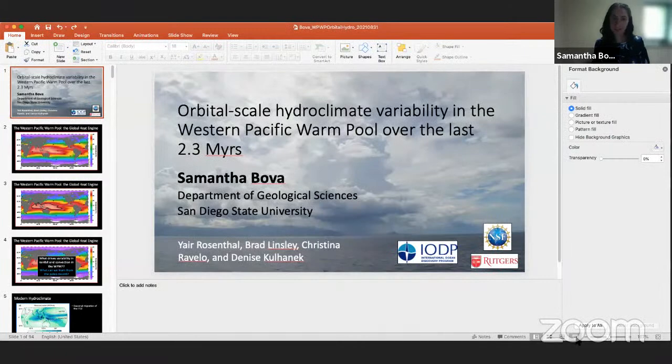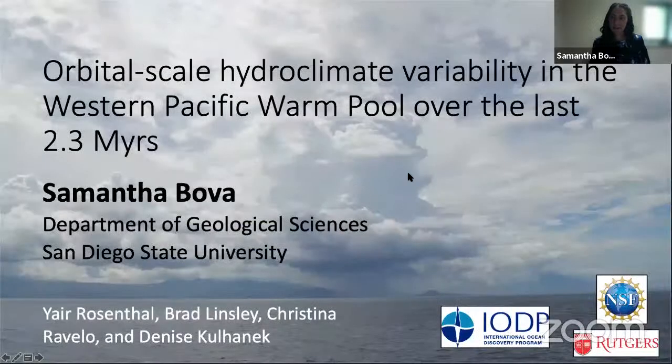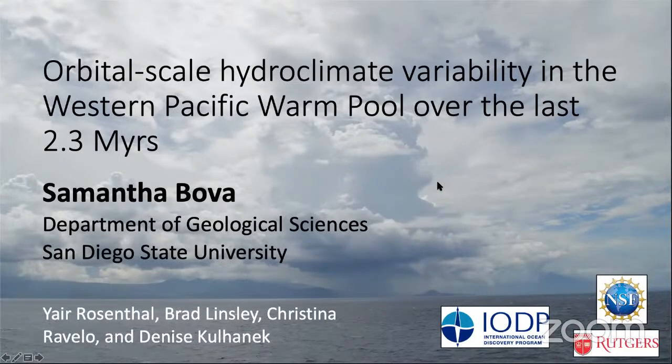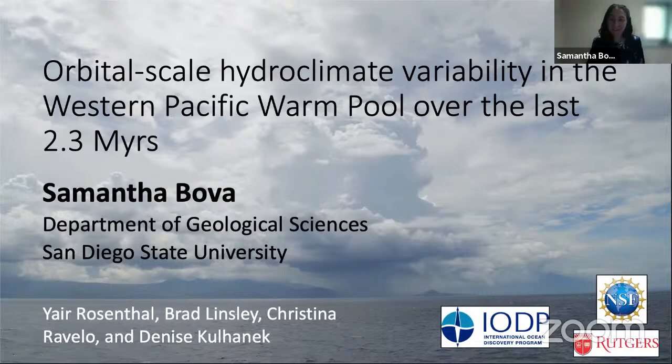All right, so we'll get those going. Great. So it's my great pleasure to participate in the Monsoon Seminar Series. Today, we'll be looking at orbital scale variability in rainfall in the Western Pacific Warm Pool, looking at our record from this region that spans the last about 2.3 million years. All right, so we'll just jump right in.